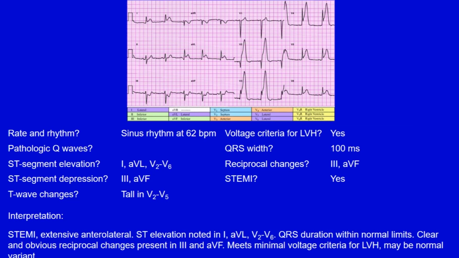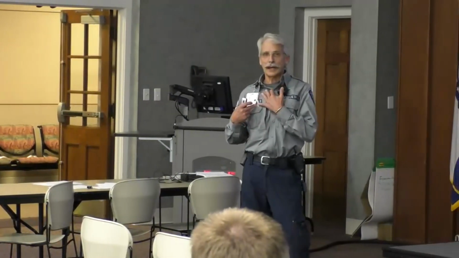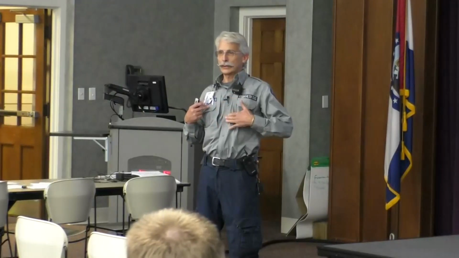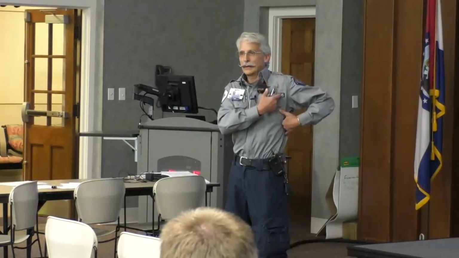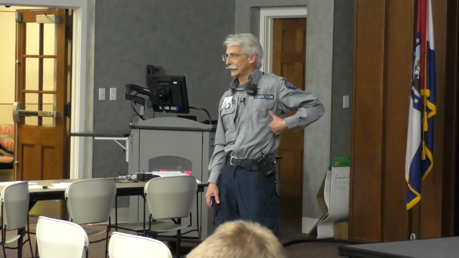So you have V2 through V6 with ST elevation, and V2 through V5 have T waves that are pointed. This is a very early sign, so we have a real good chance to get this person out of this with very little damage to their heart. And we also have 1 and AVL. So think about this: we have V1, 2, 3, 4, 5, 6 and AVL. We have the entire left side of the heart with an MI going on.